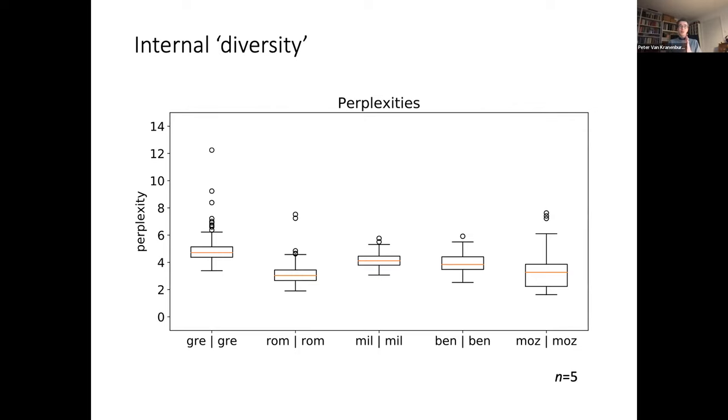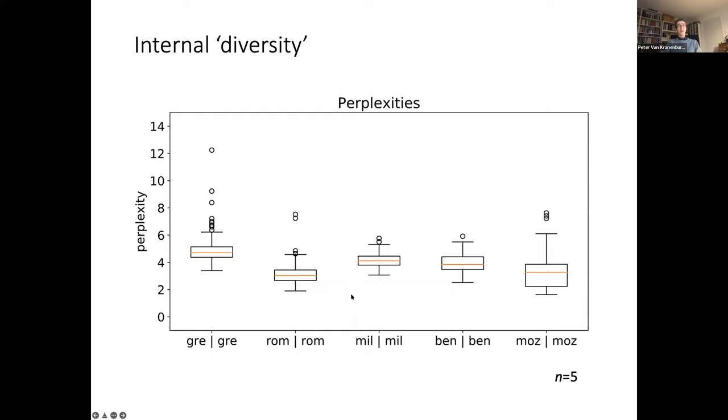Now, if we do this for all chants, given their own tradition, we find the internal diversity of a tradition. So for each tradition, we have Gregorian, Old Roman, Milanese, Beneventan, and Mozarabic. For each chant part, we compute the perplexity given its own tradition. And then we find these ranges. So most of the Gregorian are around here, let's say around 5. The Old Roman tradition has lower values of perplexity on average. So that might indicate that the Roman tradition is more coherent or more homogeneous, maybe.